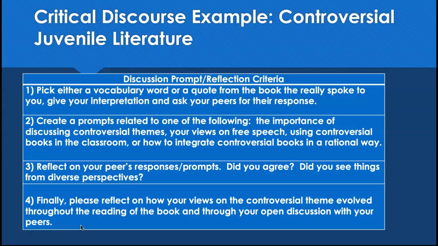What they did was I gave them the prompts. They had the 1 and 2, so they would pick out a quote that was pertinent, that really spoke to them, and give their interpretation and create a prompt from that. And then they'd create another prompt related to the theme of the week, which was the controversial juvenile literature. And then they would reflect on those after. So they would go into the discourse with 1 and 2, and then they would reflect in 3 and 4 on their peers' responses and then their own growth and evolution in thinking.